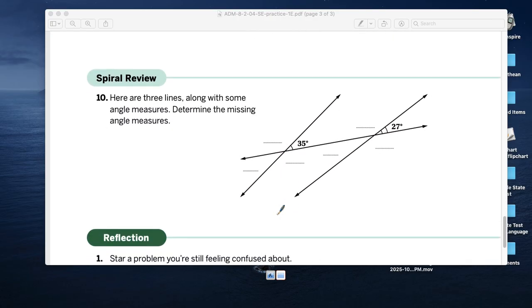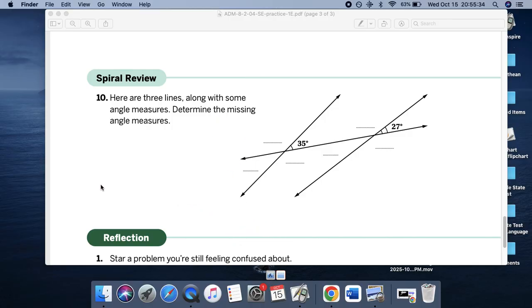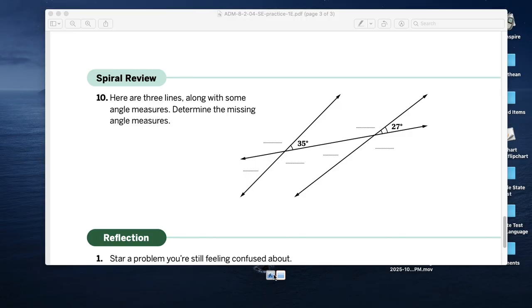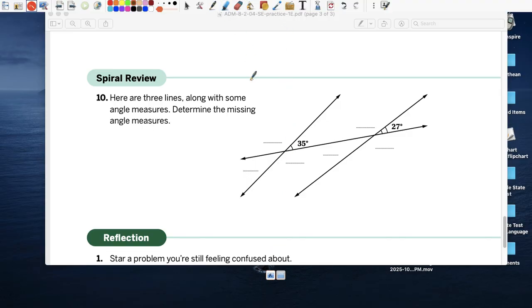Okay. Is that it? No, there's one more. Okay, spiral. Ooh, I almost got caught. I was going to say that that's two parallel lines cut by a transversal. Is that a true statement? So this, right, it's parallel, cut by a transversal. So what does that tell you?